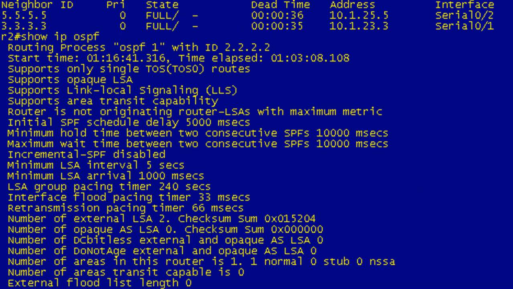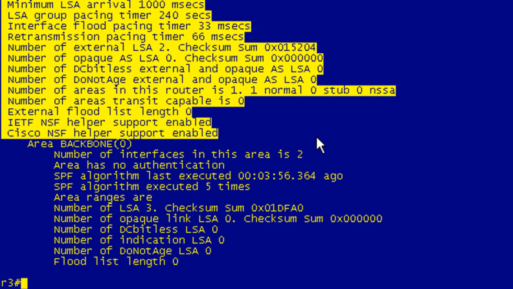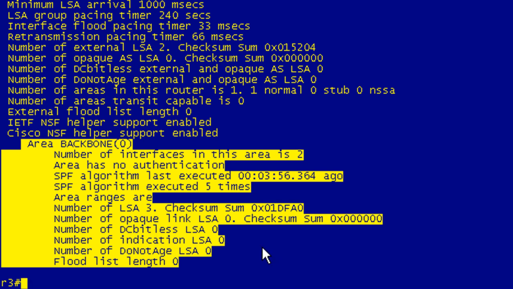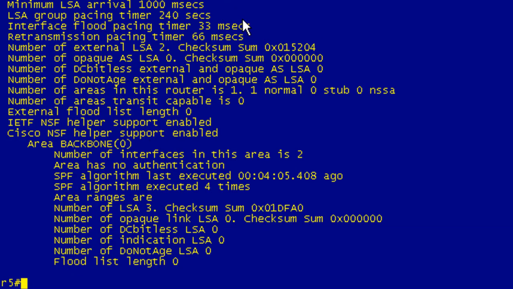And we can see the same thing on R3. Same deal. Doesn't show us anything here. We're in backbone area 0, and then R5 is going to be the same deal. So like I said, kind of anticlimactic there. And as we look at the ABR and ASBR, this command will be of a lot more help to us.